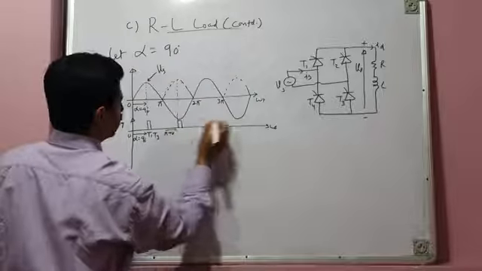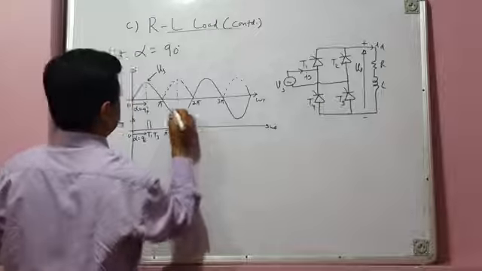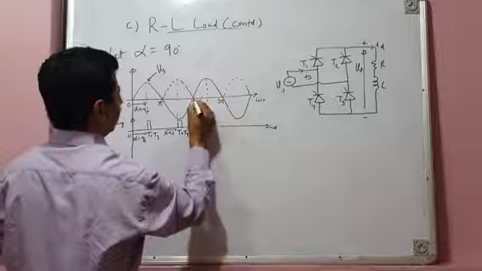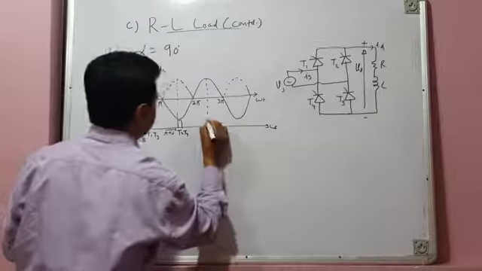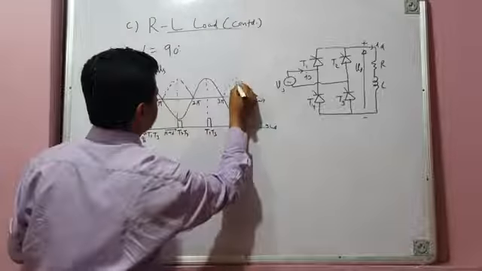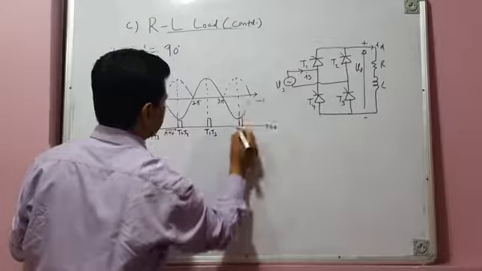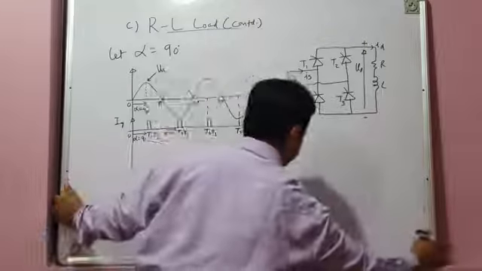Firing pulse will be issued to the other pair of devices, T2, T4, because negative half cycle of source voltage is there. And then again, after 2 pi, delay the firing of T1, T3 by 90 degrees. So again, T1, T3 will be fired. And during the next negative half cycle, after delaying the firing pulse by 90 degrees, the T2, T4 pair will be fired.